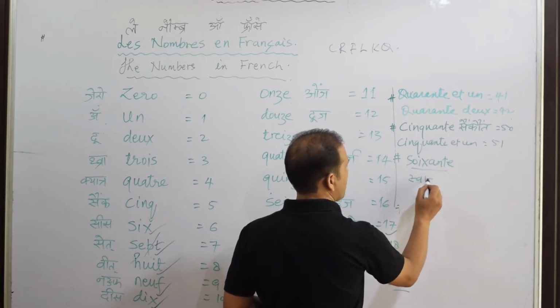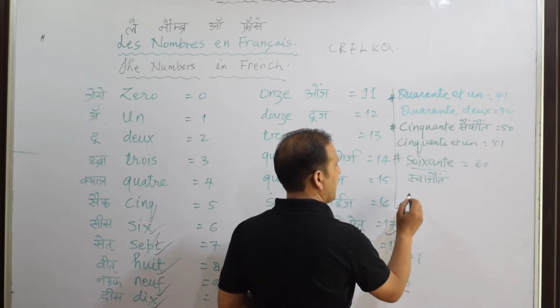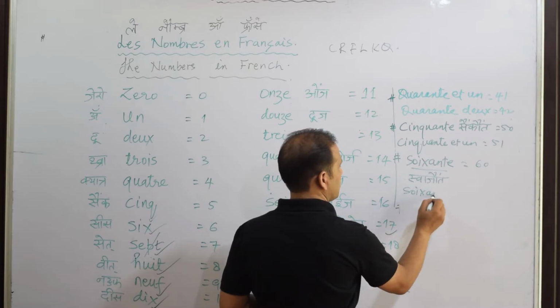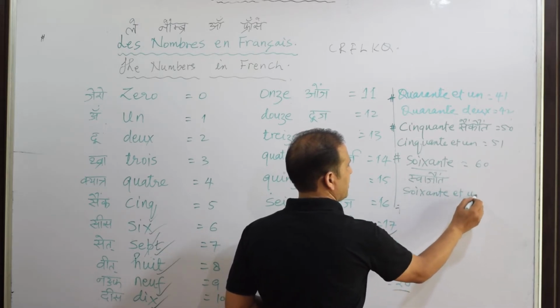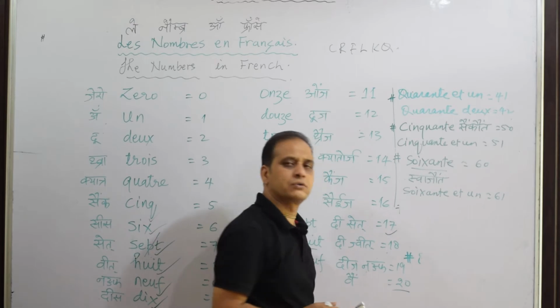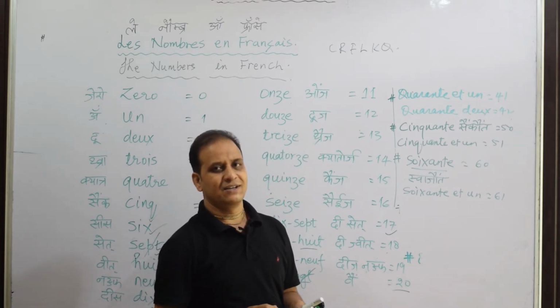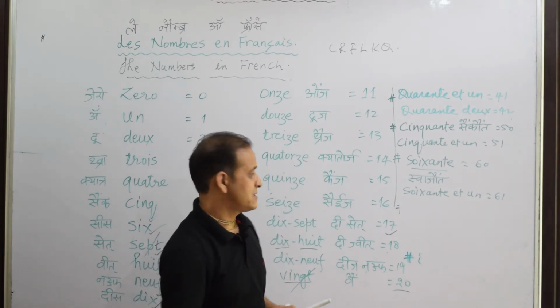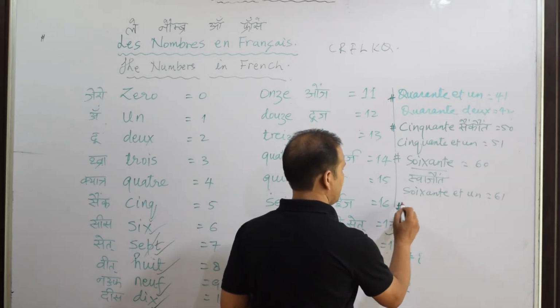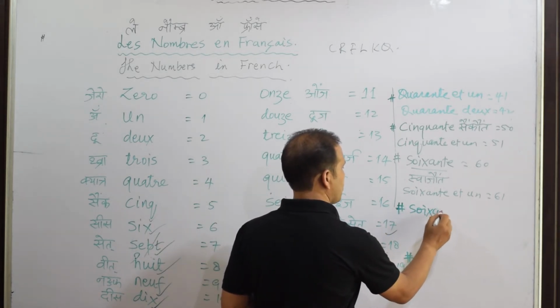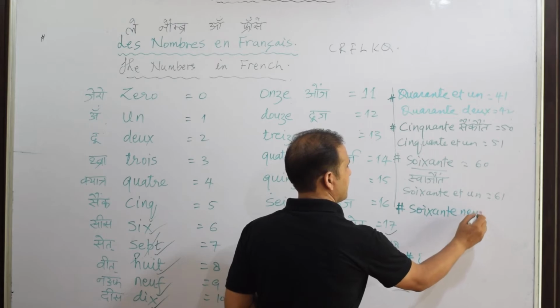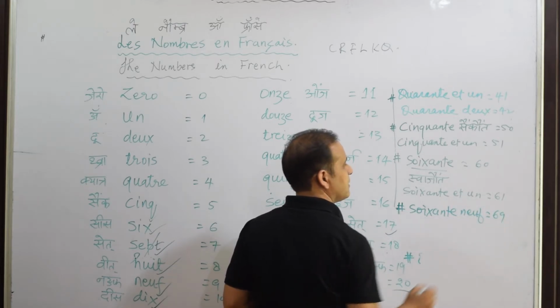60. And then 61, 61, 62, 63, like that. So how will you say 69? 69 will be 60, and then 9 is 9, 69.